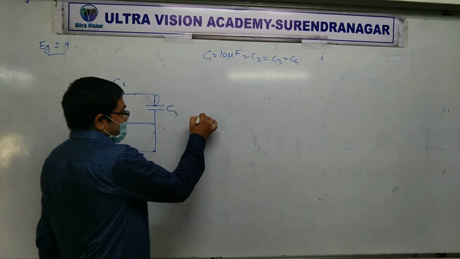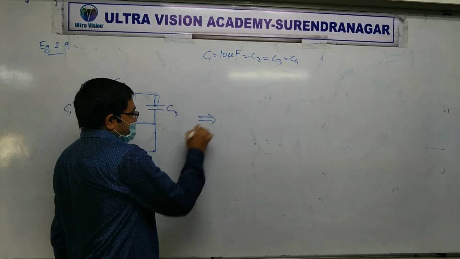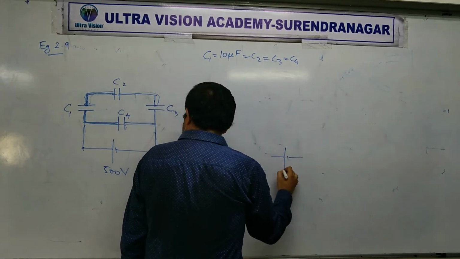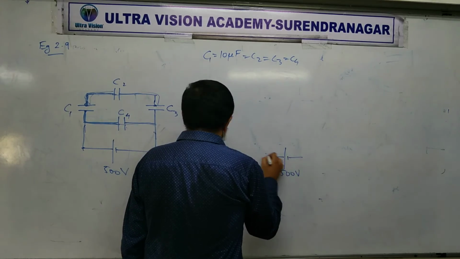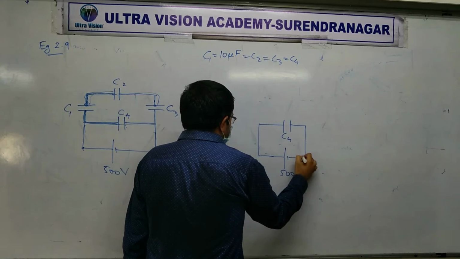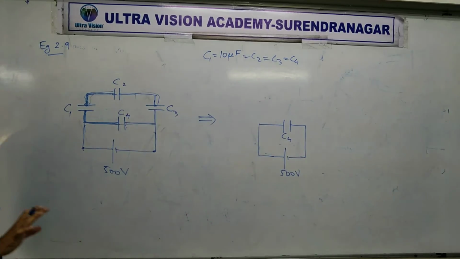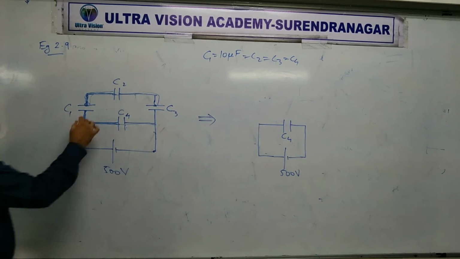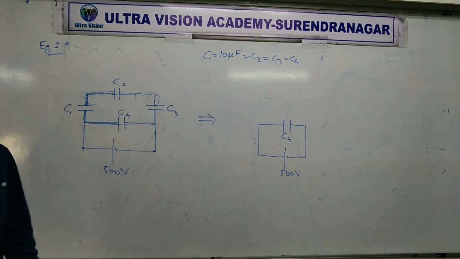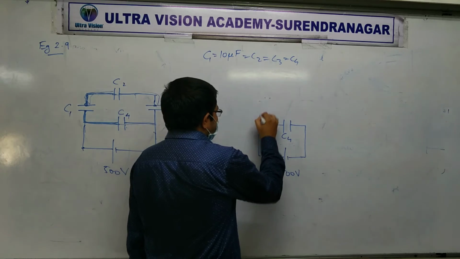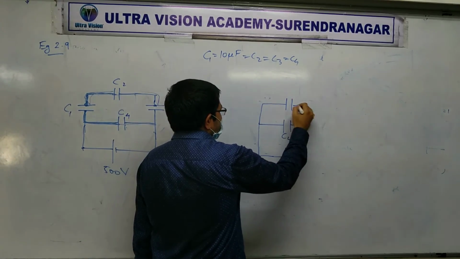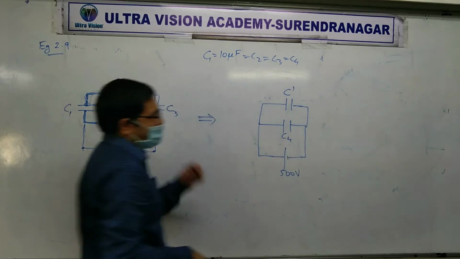So try to draw a new diagram. Nobody will be lazy. If you are lazy, you are gone. 500 volt supply. C4. What will I do with the remaining 3? I will take their equivalent. Then you can label it anything really. Right now, let's call it C dash. Okay, C dash.